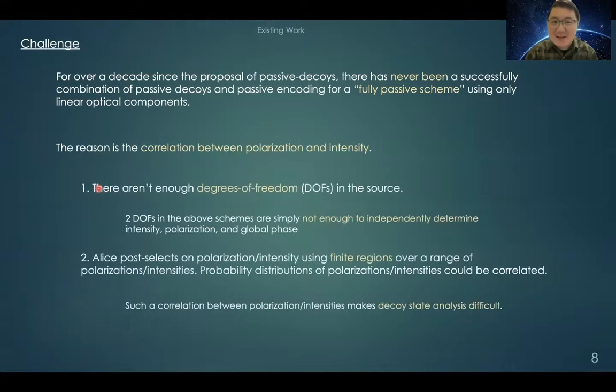The first one is there's not enough degrees of freedom in the source. Remember, in those setups, we only have 2 lasers, right? And those 2 lasers are just not enough to describe independently the intensity, the polarization, and the global phase. And second, which is a little bit more subtle, is that Alice actually pulse selects over a finite region of different intensities and polarizations. And in those regions, there could be correlations between the polarization and intensity distributions. And as we'll later show, this correlation actually makes a decoy state analysis very difficult.